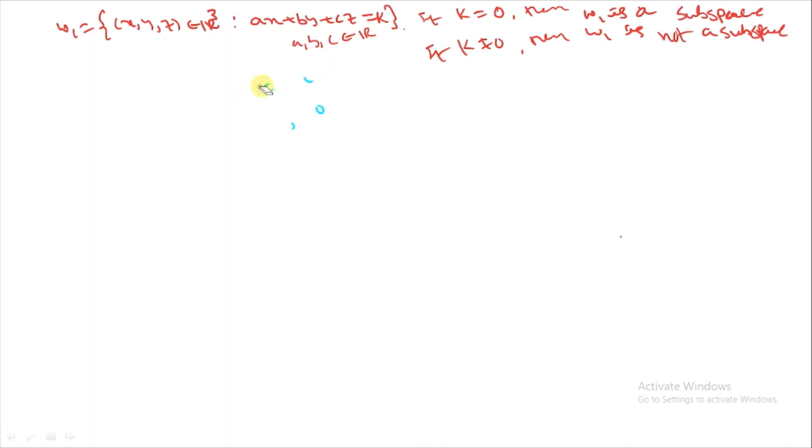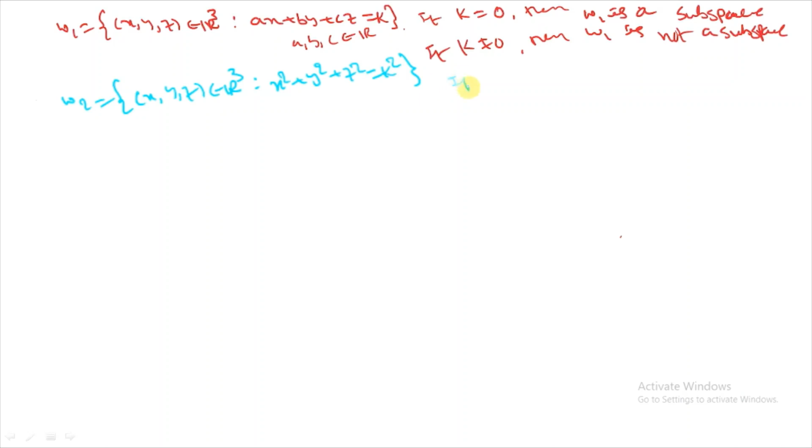Okay, this is one example, useful for entrance exams. Suppose you take another subspace W2, not only in R3. Suppose x square plus y square plus z square equals some k or k square. If k equals 0, then W2 is a subspace. Why is it a subspace?